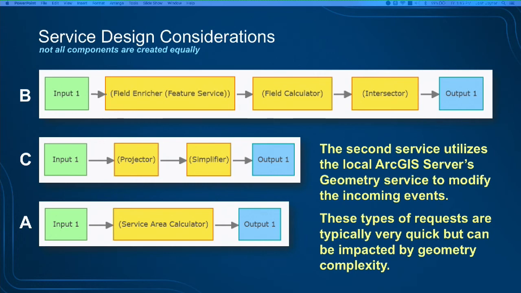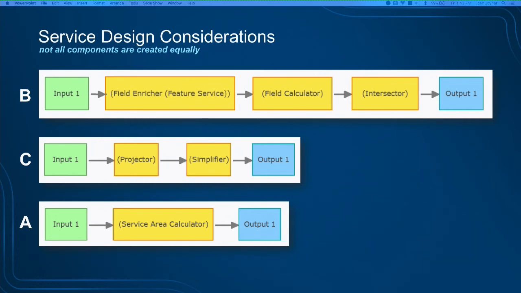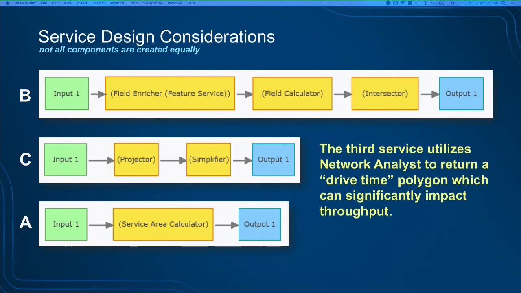And that third service, even though it only has one component, has to utilize a network analyst service to create that drive time polygon. And for a lot of cases, depending on the complexity of that network, it could take several seconds for a single response to come back.